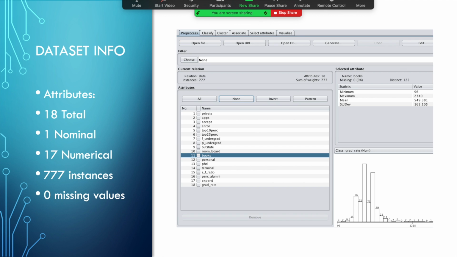And so some info about the data set. There's a total of 18 attributes, and one of them is nominal, and 17 of them are numerical. And there's a total of 777 instances, and in the data set, there's 0 missing values.